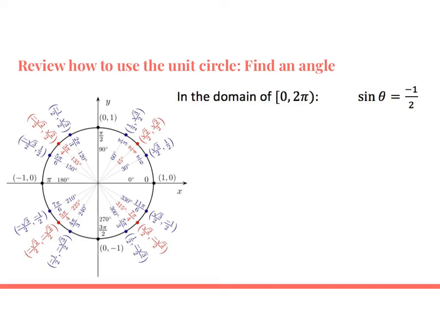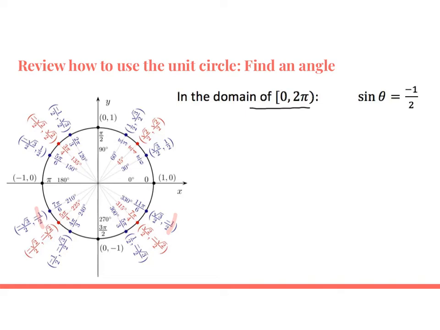If the directions change, so now we're looking for all values between 0 and 2 pi, then we want to think about the fact that every point on the unit circle happens twice. So now we're not just looking for the y value of negative 1/2 in quadrant 3, but we're looking for both places on the unit circle where our y value equals negative 1/2.